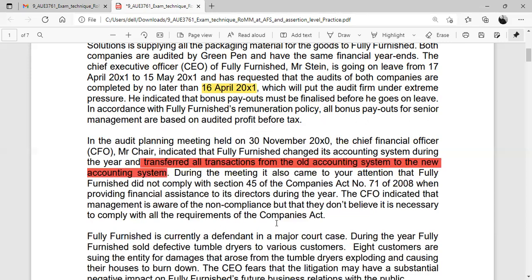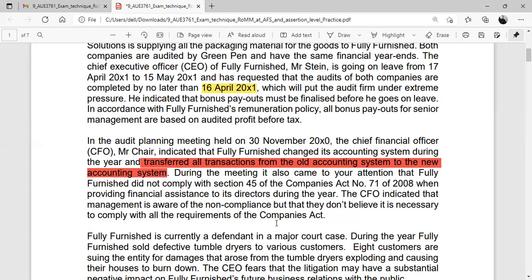All right. So during the meeting, it also came to your attention that Fully Furnished did not comply with Section 45 of the Companies Act number 71 of 2008 when providing financial assistance to its directors during the year. So when directors receive financial assistance from the company, this must be done in accordance with the provisions of Section 45 of the Companies Act. And these provisions were not complied with.